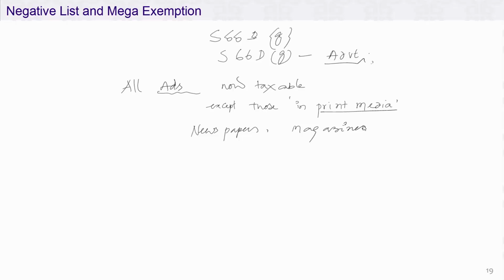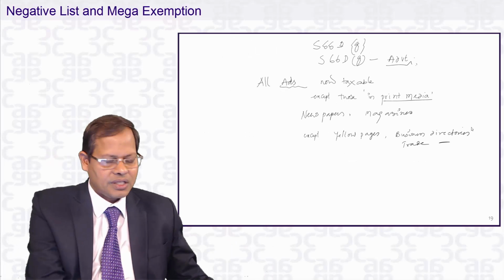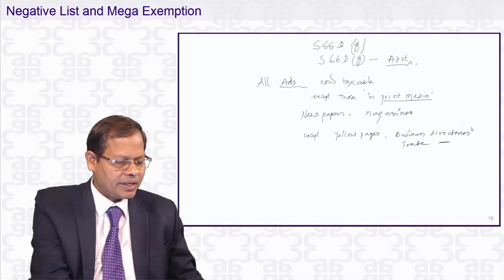But what is not print media? Yellow pages. In yellow pages there will be addresses, no? Addresses, it is for commercial purposes, and business directories or trade directories which are used for commercial purpose. So let me read out that definition also, you'll be getting a clear picture.